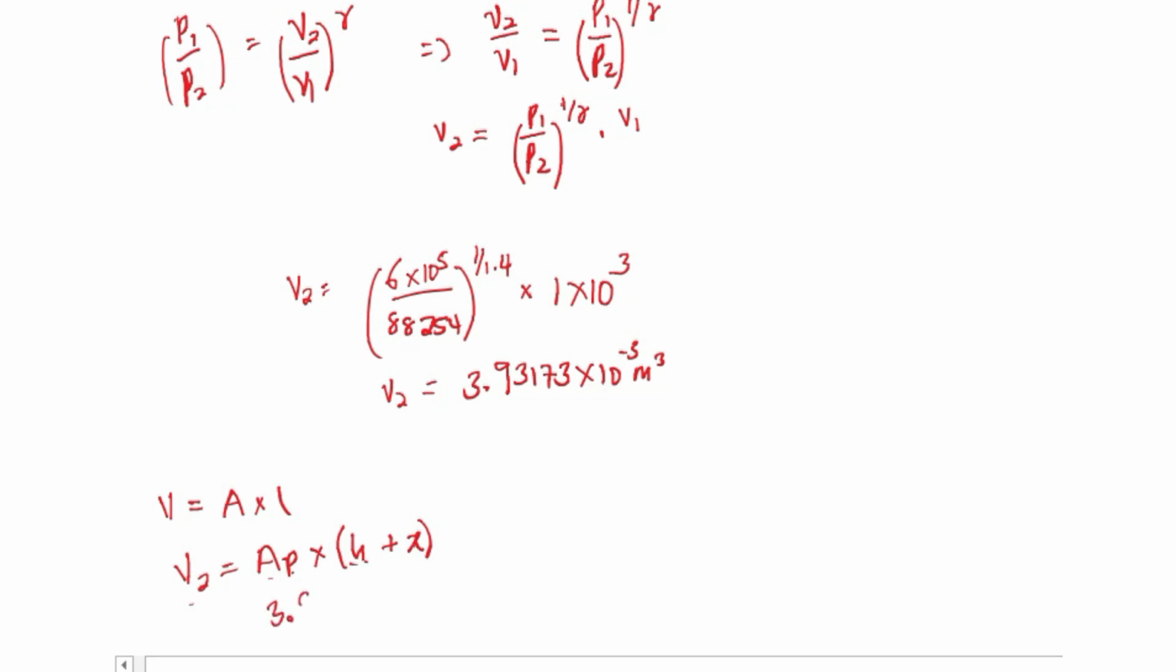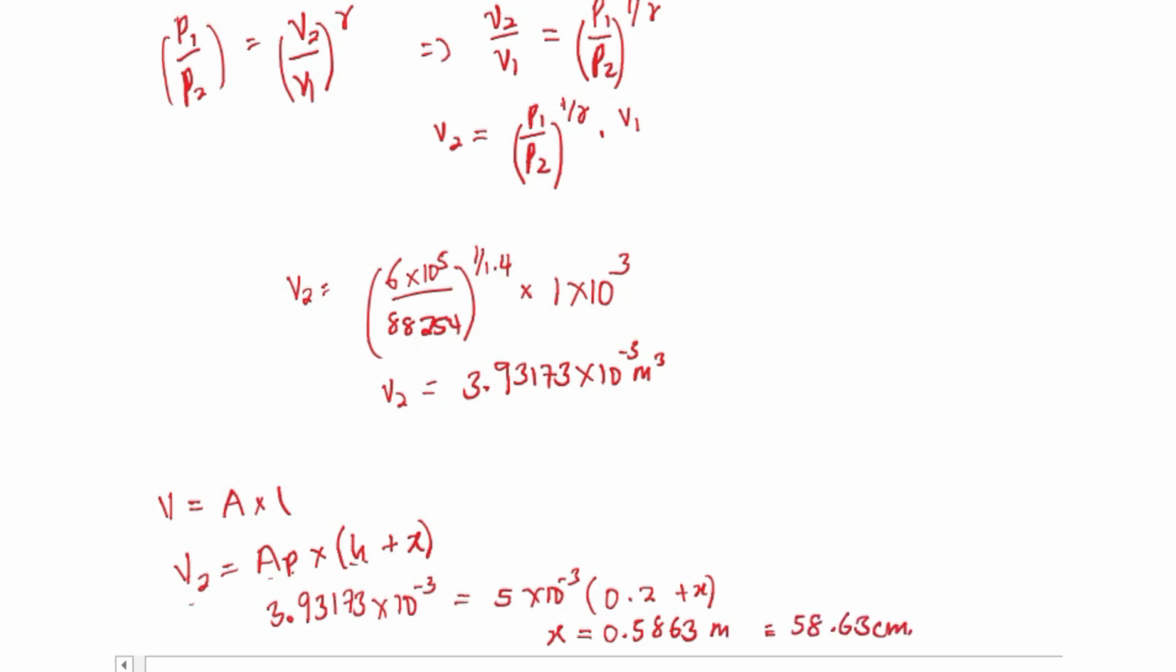So 3.93173 exponential minus 3 is equal to 5 exponent minus 3 into (0.2 plus x). I'll do the calculation and we'll find the value of x to be 0.5863 meter, equivalent to 58.63 centimeter.